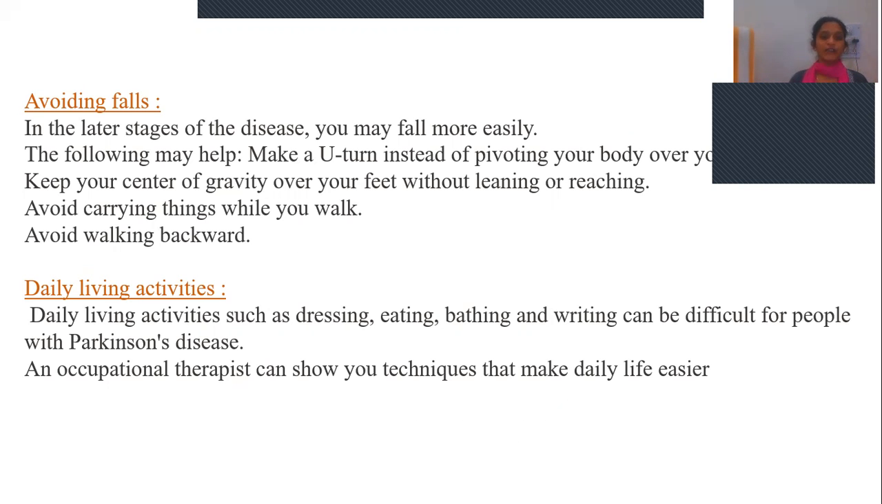And keep your center of gravity over your feet without leaning or reaching. It's better to always stand straight instead of bending. And avoid carrying things while you walk, because it may cause some slipping. Avoid walking backward. Only walk forward, looking straight ahead and not down. And instead of turning around, it's better to make a U-turn. These may help you avoid falls.